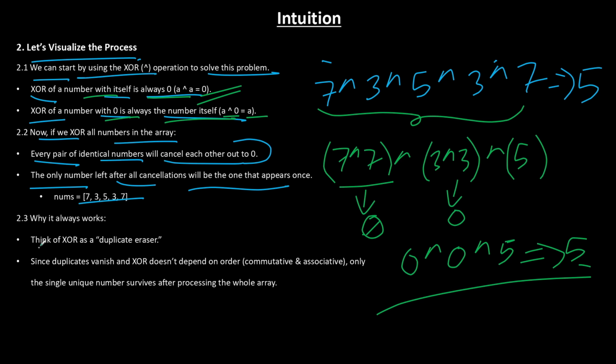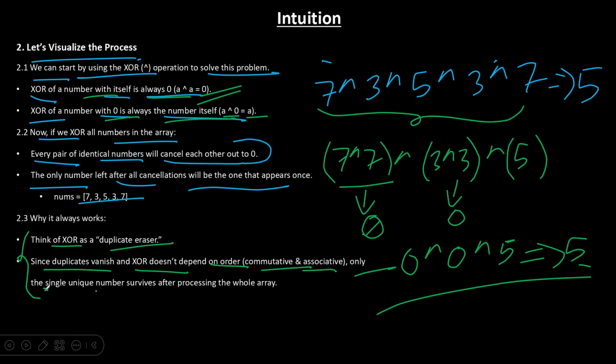Okay. So you could think of XOR as a duplicate eraser. Since duplicates vanish and XOR does not depend on the order, because it is commutative and associative, only the single unique number survives after processing the whole array. Right? I gave you the backend and the theory of how XOR works and how we get the output of the number which appears only a single time in the complete given array.